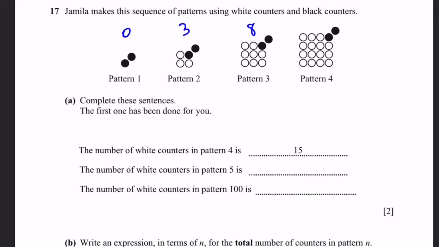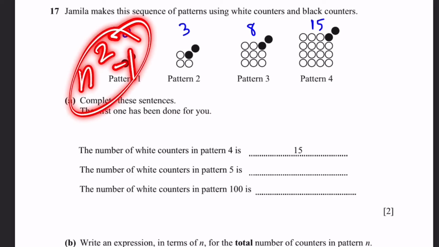Pattern 3 is 8. Pattern 4 is 15. Well, we can see that if we add 1 to every single one of these, that'll simply become the sequence of square numbers. So this sequence here is a sequence of square numbers, or x squared minus 1. In sequence notation, that is, the nth term is n squared minus 1.